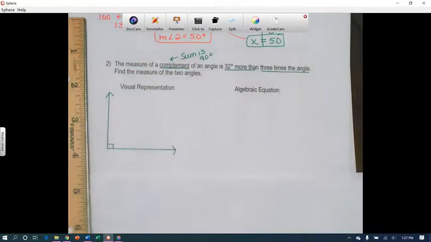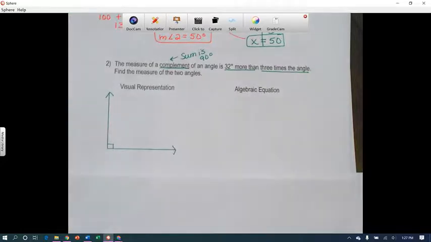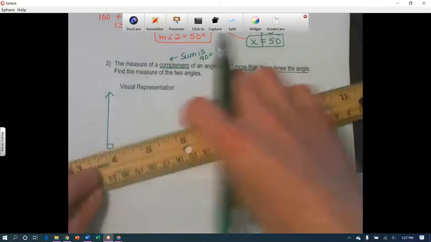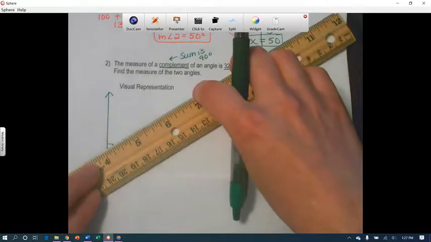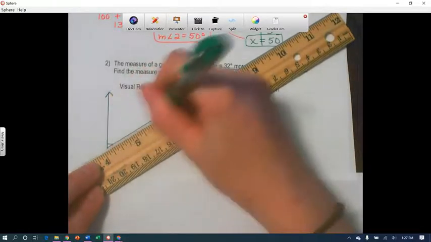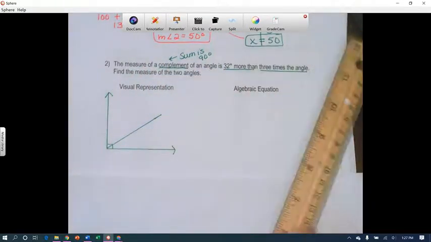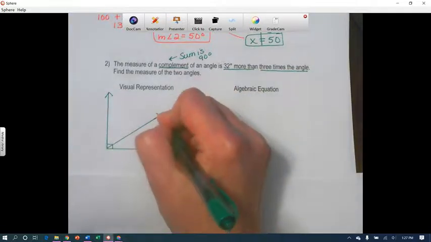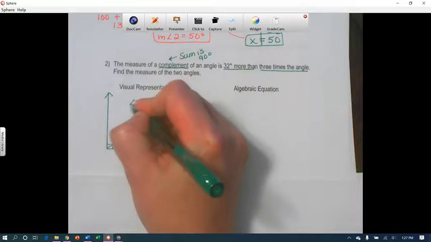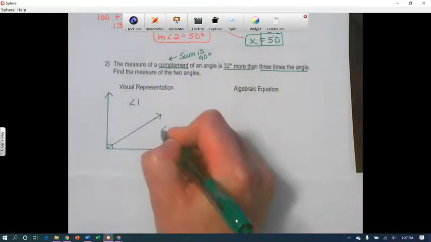Again, I have no idea what the measures of the two angles are, so the visual representation does not have to be drawn to scale. I can just make the angles any size. I'm just going to go like this, and so I have my two angles. I'm going to label this angle 1 and angle 2.